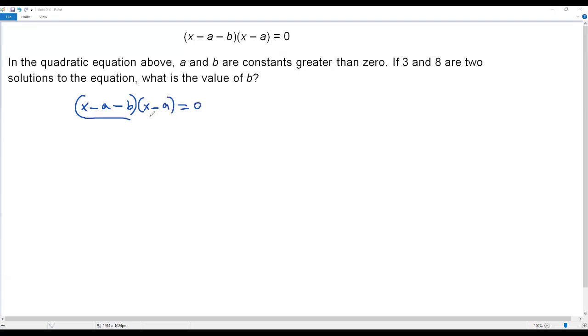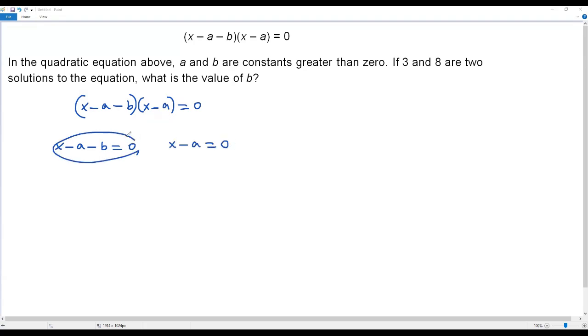Here, the product of two quantities equals 0. Whenever the product of two quantities equals 0, either the first one is 0 or the second one is 0, or both of them may be 0. If the first one is 0, we get the equation x − a − b = 0. Or if the second one is 0, then we get x − a = 0.